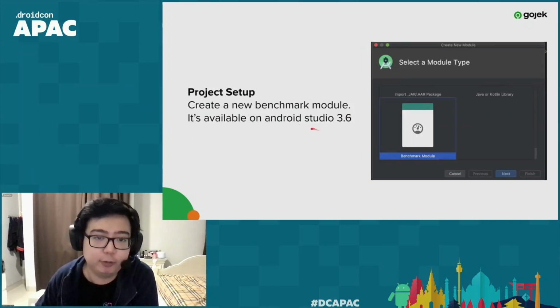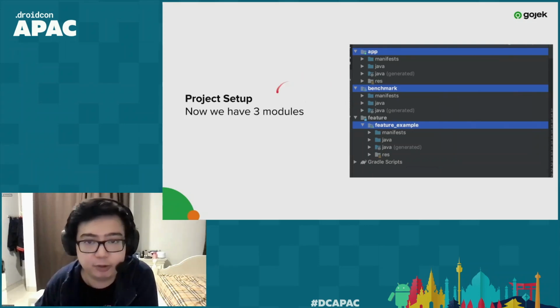And then we can create a new benchmark module. It's available on Android Studio 3.6, and it will look like this. When you click next and then create it, now we have three modules. We have the app module, we have the benchmark module, and we have the feature module.